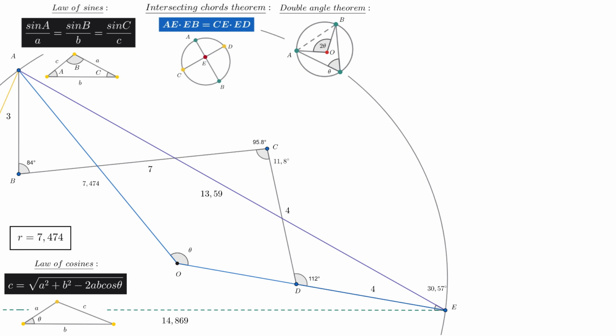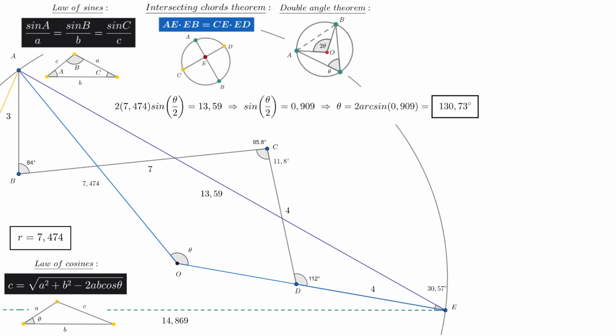Now we have to find the central angle that looks at the chord AE. We use the length of a chord formula again, and we have 2 times 7.474 times sine of theta over 2 equals 13.59. And we solve for theta, and we end up with theta equals 130.73 degrees.